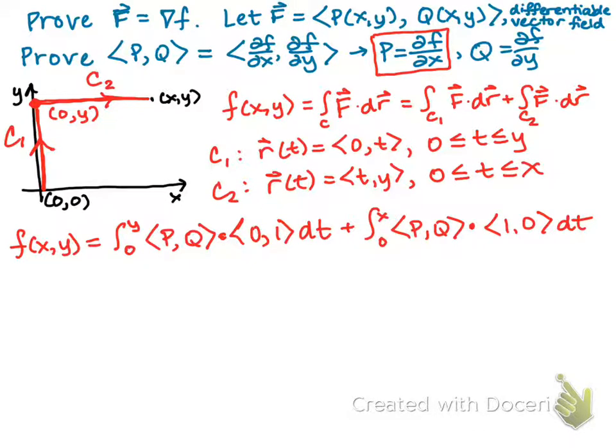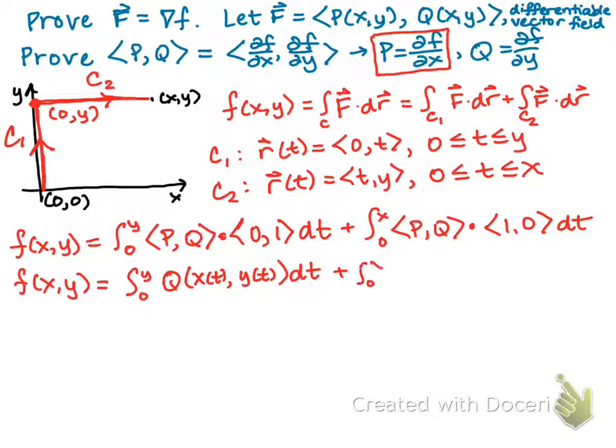So let's multiply these out. I'm going to get the integral from 0 to y, so this is going to be 0 plus Q, just Q of x(t), y(t) dt, plus, this is going to be P plus 0, so the integral from 0 to x of P of x(t), y(t) dt. Well, now the result from this first integral is going to be a function of y.